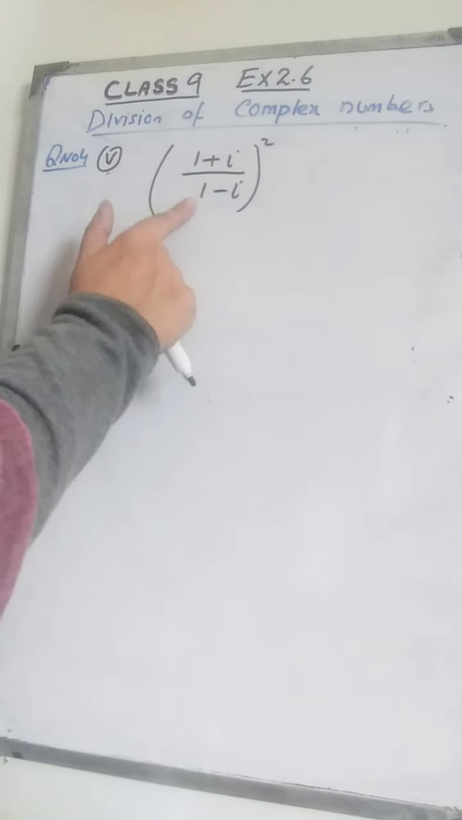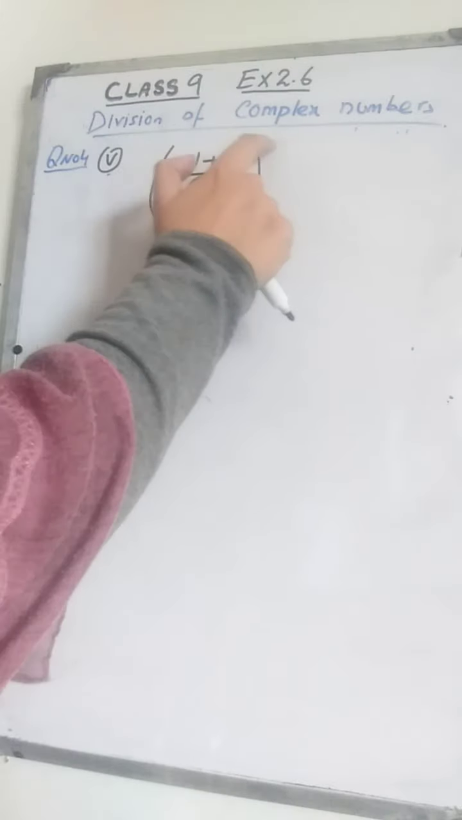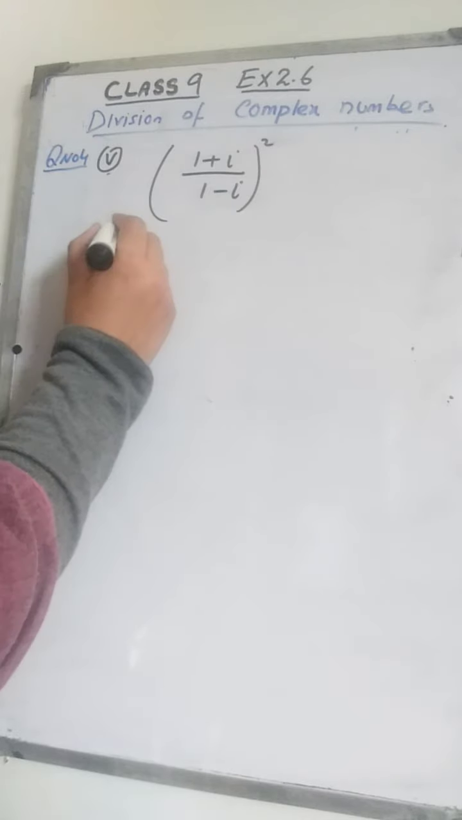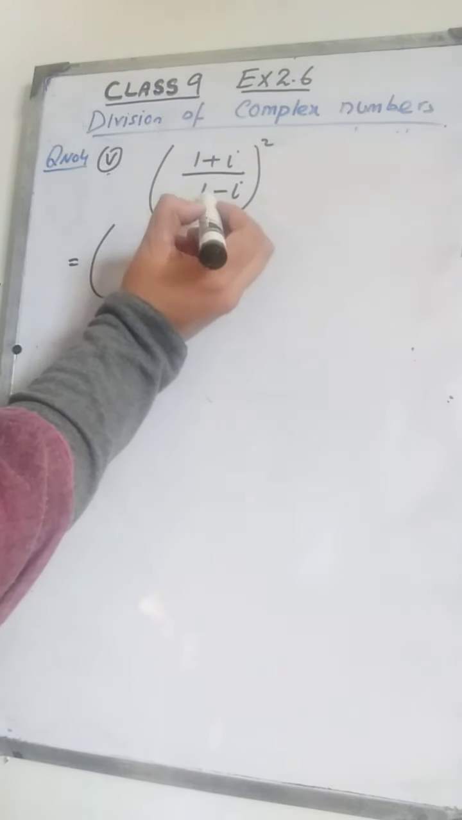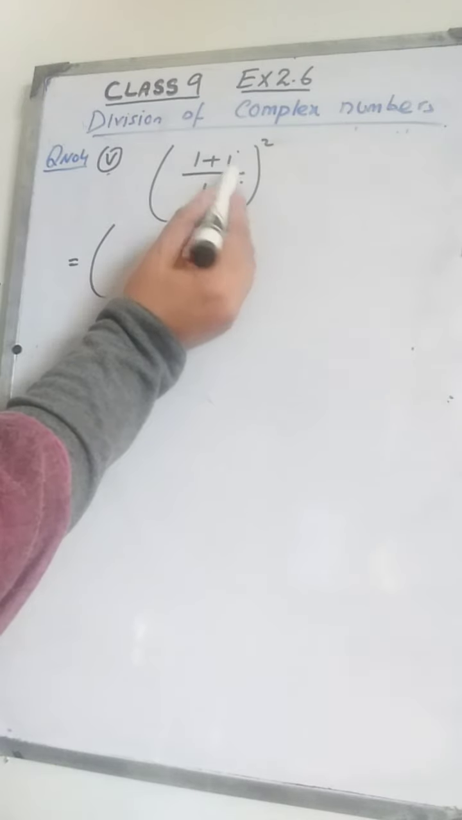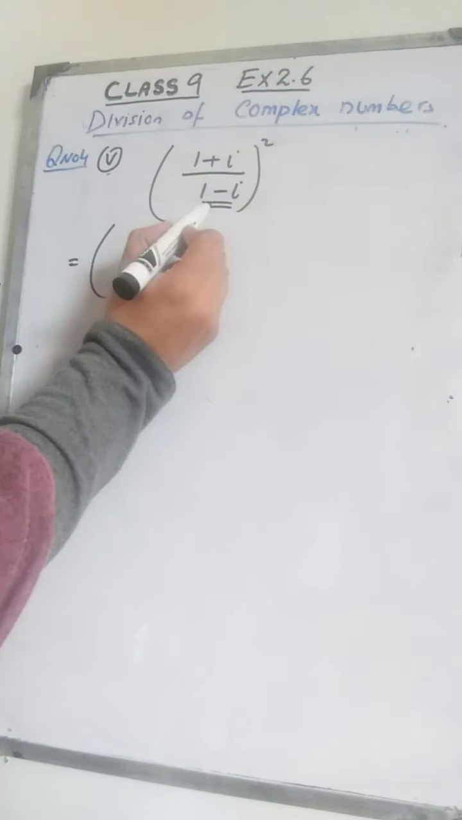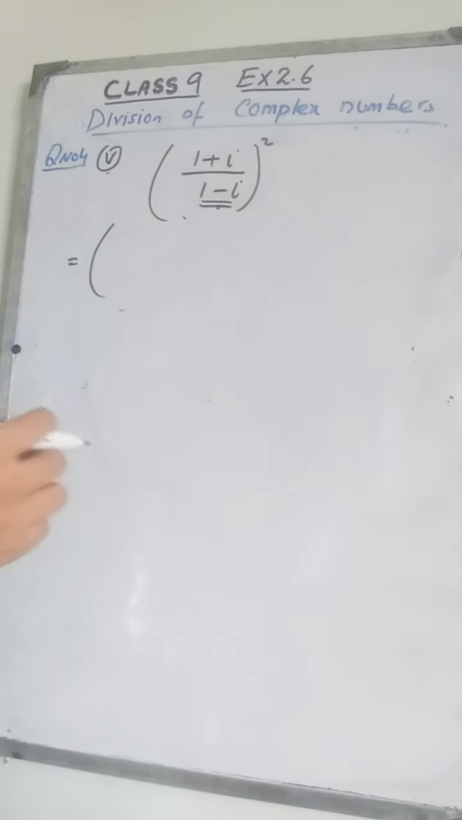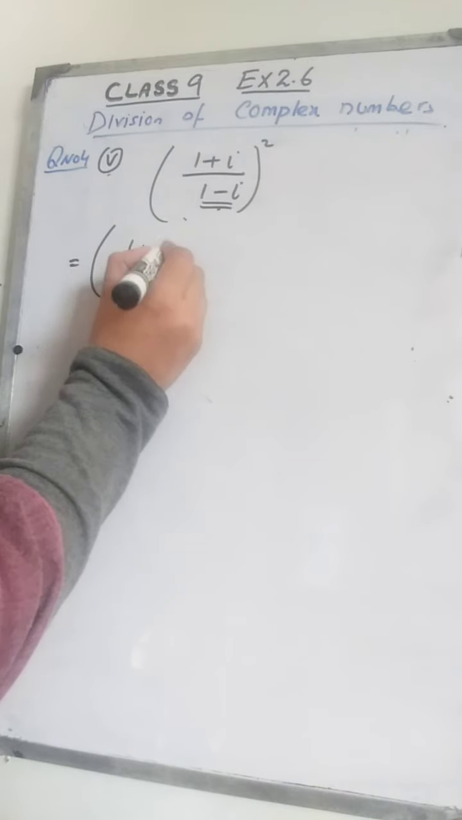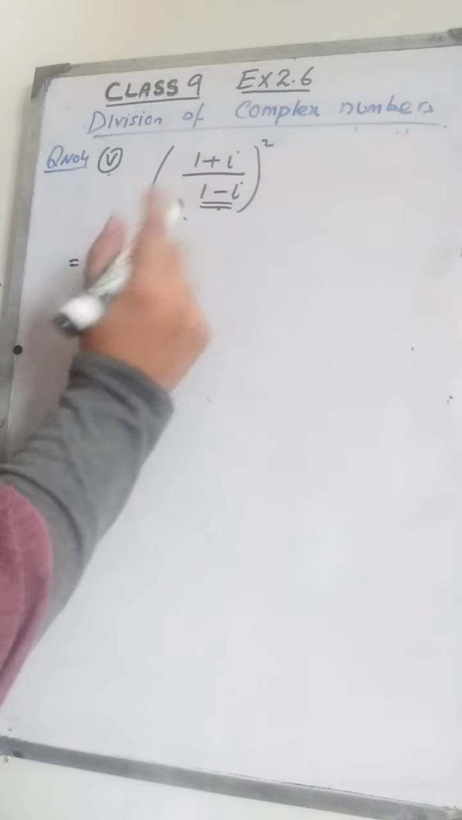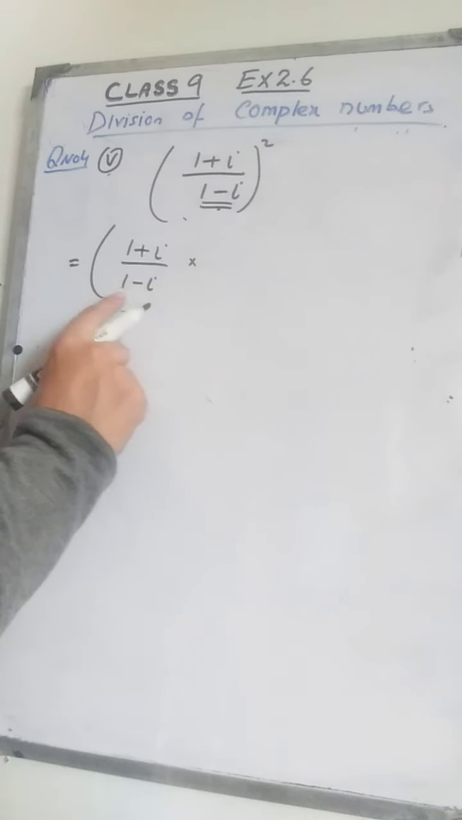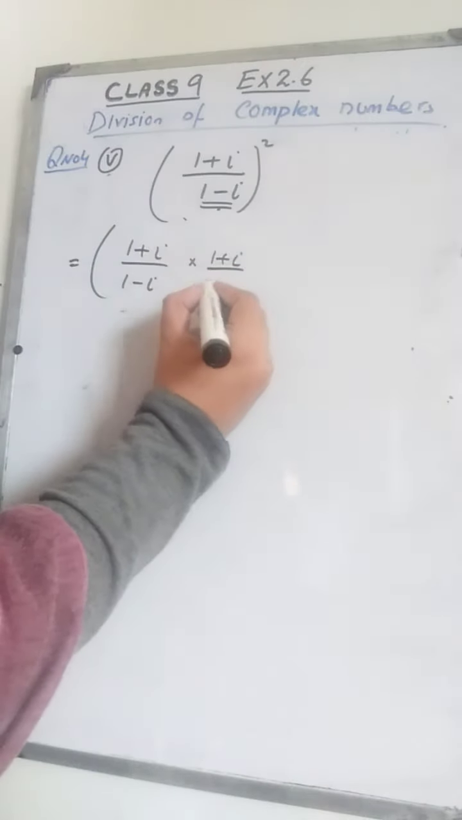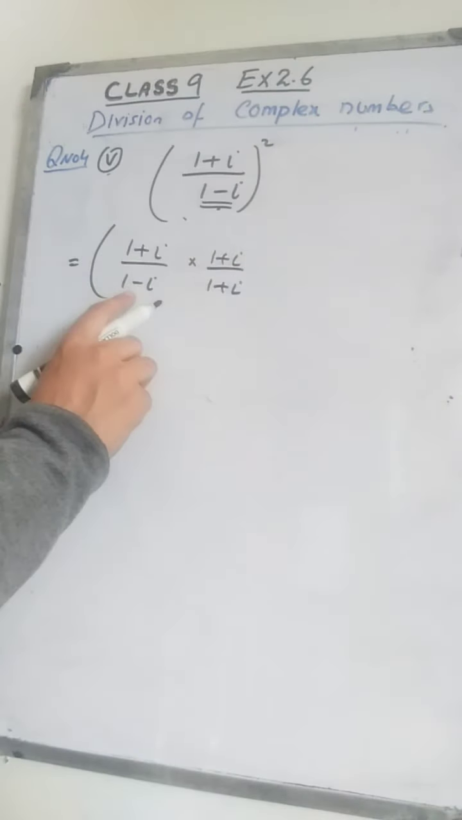So I'm going to simplify the expression inside the bracket, and at the end I will apply the square when it is in much simplified form. Here we have division. So again, we are going to multiply and divide this quotient by the conjugate of the number in the denominator, just as we do in division. So 1 plus iota over 1 minus iota, this is the number, and I will take the conjugate of the denominator, which is 1 plus iota, and multiply it both in the numerator as well as in the denominator.